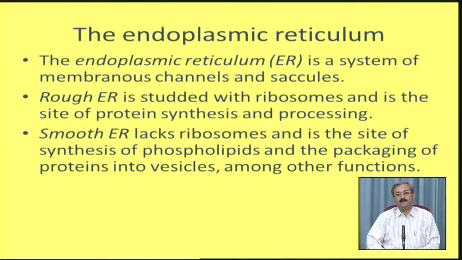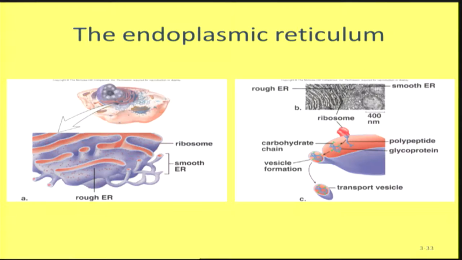So we have seen the difference between the rough endoplasmic reticulum and the smooth endoplasmic reticulum. The rough endoplasmic reticulum is studded with ribosomes, and is the site for the synthesis and processing of protein. Whereas the smooth endoplasmic reticulum lacks ribosomes, and is the site of the synthesis of phospholipids and the packaging of proteins into the vesicles, among the other functions they carry out.